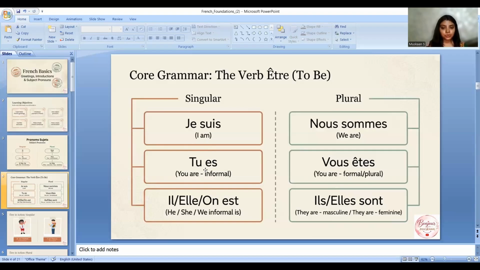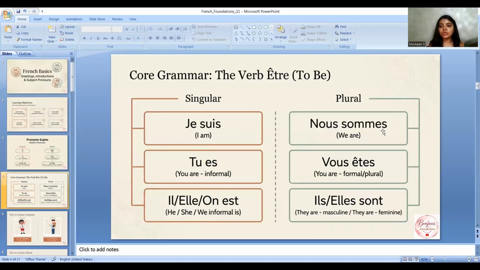Third is il, elle, on est. So it will be il est, elle est, on est. It is: I am, then you are, then it is, he is, she is, and we are in an informal way.